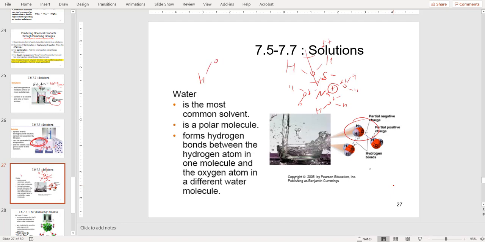Here is another example, for chloride, where the partial positive on the hydrogens are attracted to the negative on the chloride. And then again, opposite charges attract. Now, it doesn't need to be a complete ion for water molecules to dissolve a substance. They can be molecular compounds.